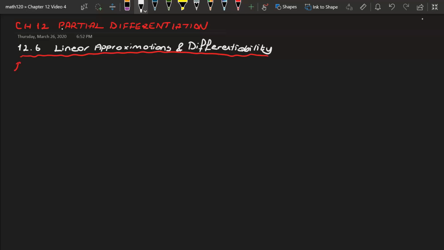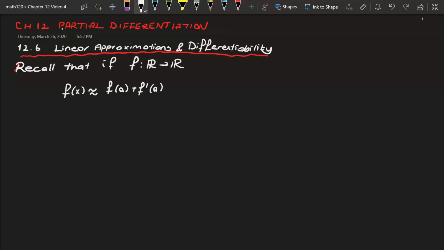remember first linear approximations, linearization of a differentiable function of single variable. Recall that if f is a function from R to R, this is a function of single variable, we said f of x is approximately equal to f of a plus f prime a times x minus a, which is the equation of the tangent line at point a.